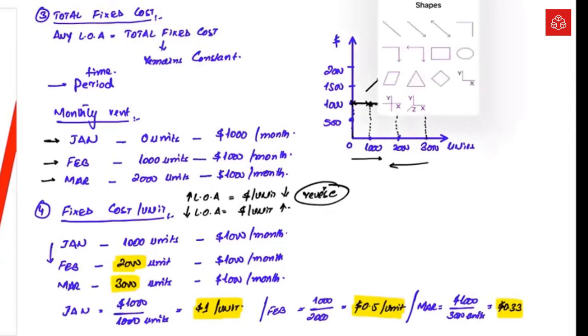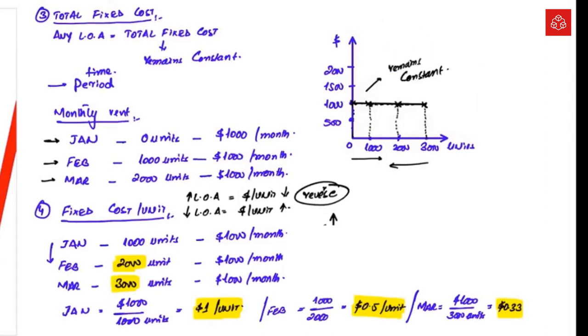How does the graph basically look for the fixed cost per unit? On the x-axis, again, I'm going to plot the number of units: zero level of activity, then 1,000, then 2,000, then 3,000 units, and so on. And on the y-axis, now I'm going to plot cost per unit. So let's say $1, then $0.50, then $0.33, then $0.10 per unit and so on. Now let's plot this data on the graph.